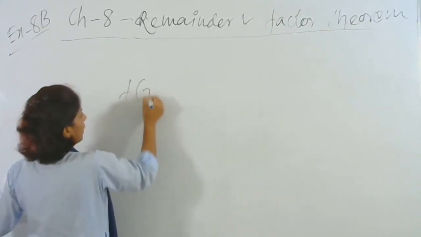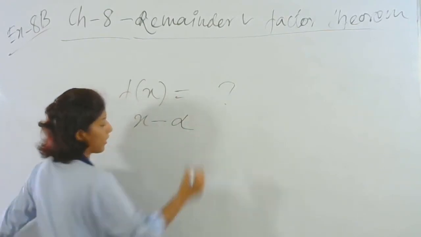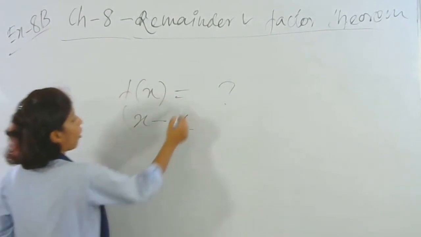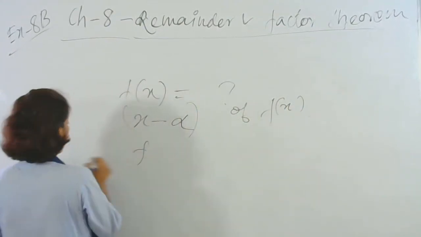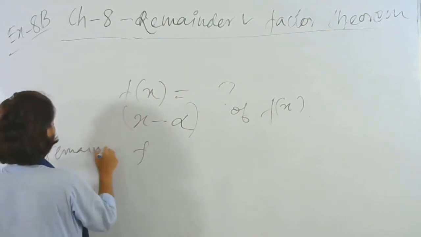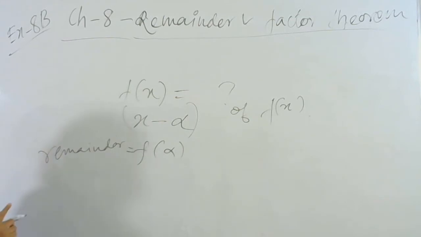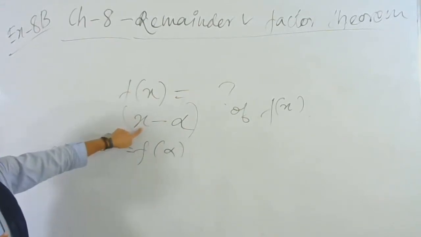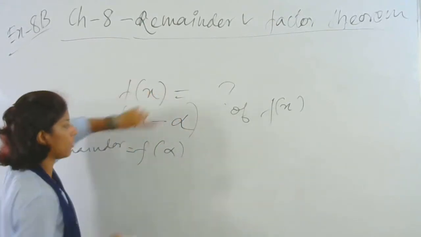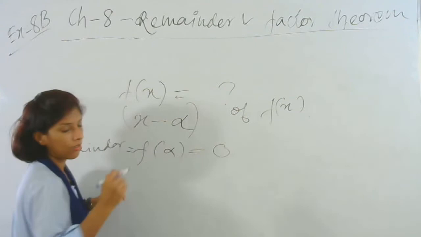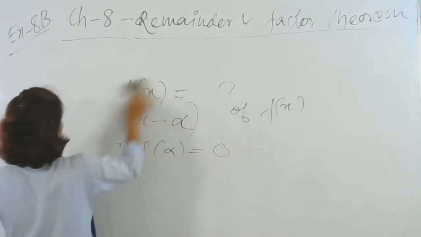So if any polynomial was given and if x minus alpha was a factor of f of x, then the remainder is supposed to be f of alpha. Why? Because the value of x is alpha over here. So this is supposed to be the remainder. Now when this is a factor, the remainder will be 0. So we'll be using this one over here, alright?